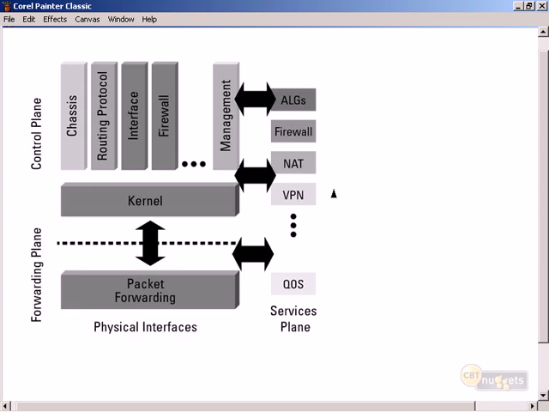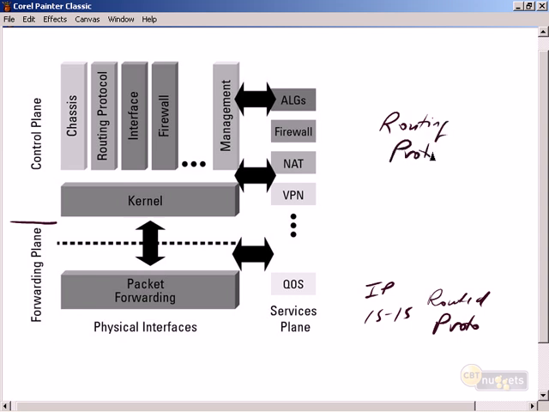Now, one thing that Junos devices have is a strict partition, a strict division between the forwarding plane, as we can see down here, and the control plane. If we think about the forwarding plane, this is basically what moves the IP or IP version 6 or ISIS traffic, okay? These are the routed protocols, so the protocols that are routed. Up here in the control plane, we deal with a lot of things, including the routing protocols, okay? The ones that do the routing.